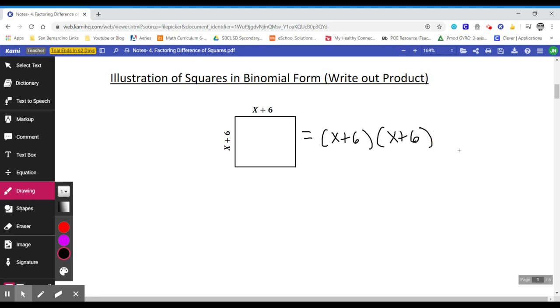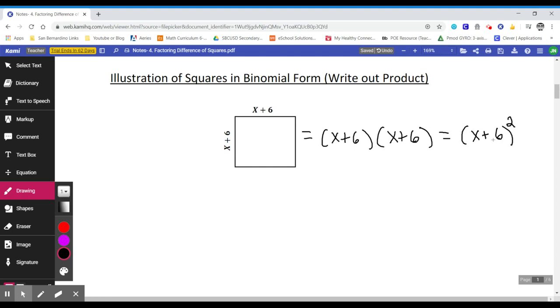Now, in a lot of math books, mathematicians are lazy, so they want to write this out as a perfect square. They usually try to avoid writing stuff out more than once if they don't need to. So most likely in your math book, you'll see this written like this: x plus 6 to the power of 2. Because that's the same thing as that, right? That's just x plus 6 multiplied by itself, x plus 6 times x plus 6.